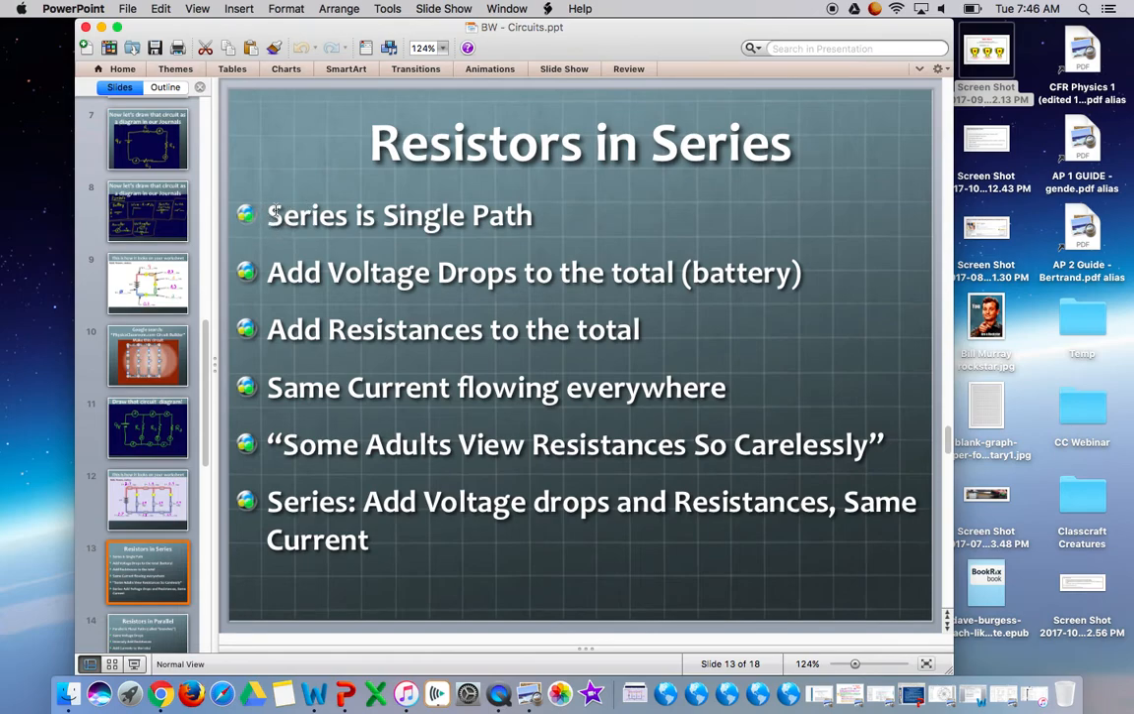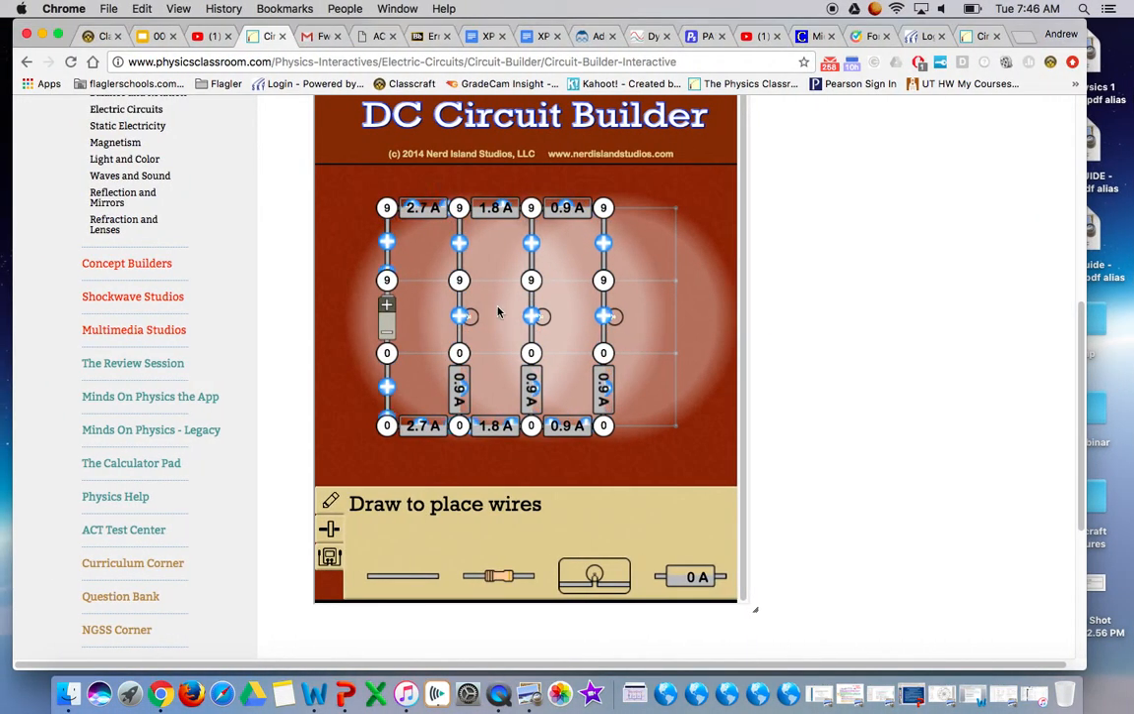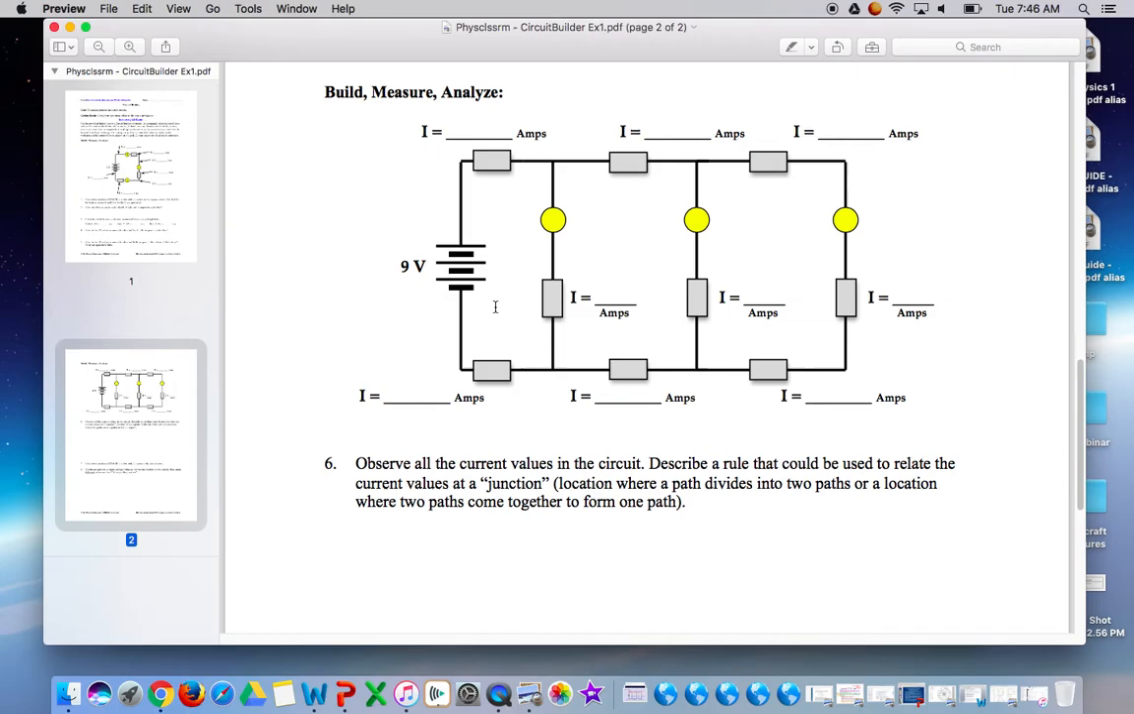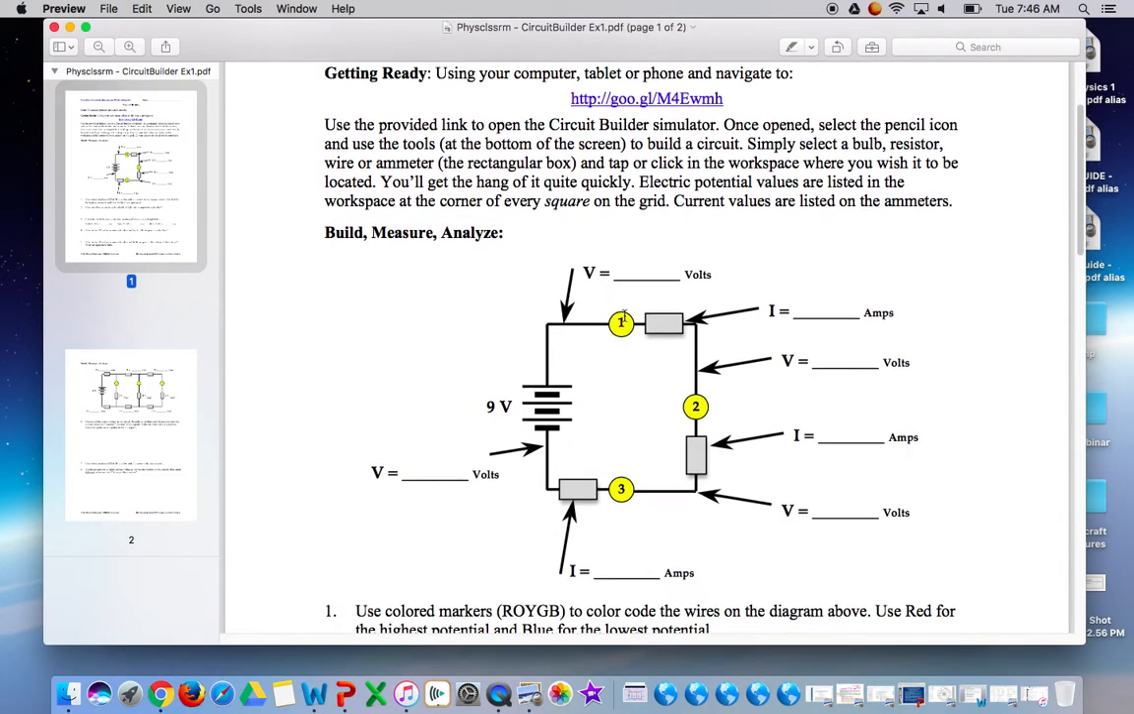Okay, now let's move on to getting some rules for resistors in series. Little alliteration here for you. Series is single path. So if you have a single pathway, you're wired in series. In series, your voltage drops are going to add up to the total. Your resistances are going to add up to the total. So if you have the resistance of each of these light bulbs, 1, 2, 3, then you're going to add those resistances together, and that'll be the resistance of the total circuit. You're also going to add up the voltage drops here.